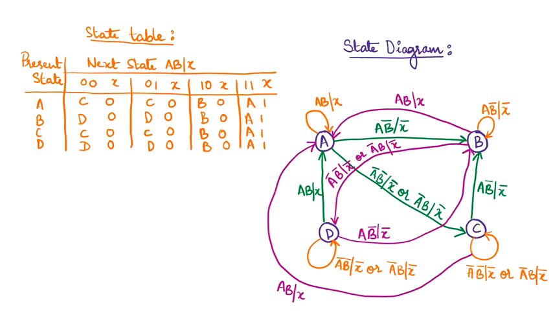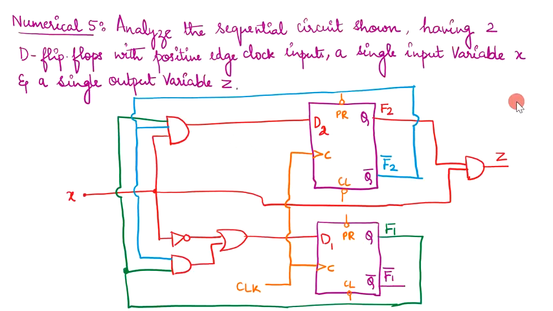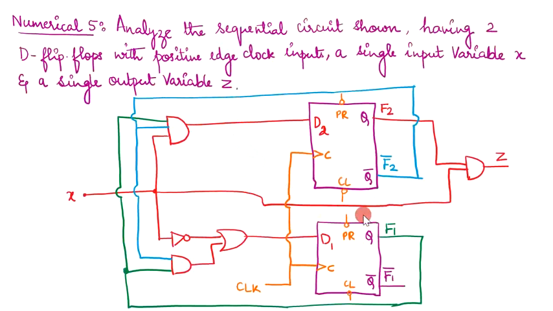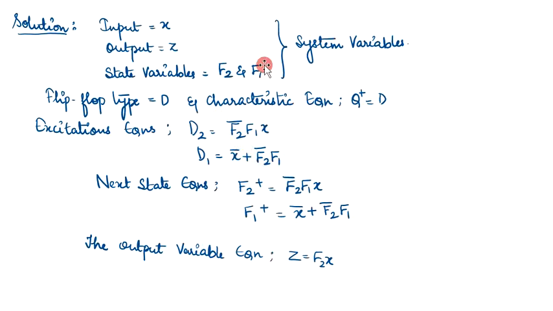Moving on to the next numerical, they have specified that you need to analyze the sequential circuit shown, having two D flip-flops with positive edge clock inputs, a single input variable X and a single output variable Z. So X is the single input variable, Z is the output variable, two flip-flops, and the flip-flop type is D. Here input is X, output is Z, state variables are F2 and F1 because they have been specified, so we need not separately denote them as QA and QB. They themselves have specified, so I have considered the same. That completes our system variables.